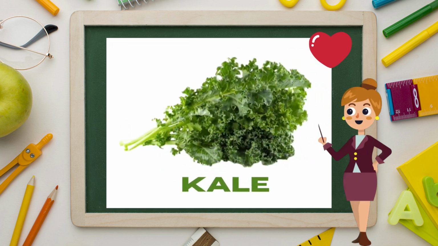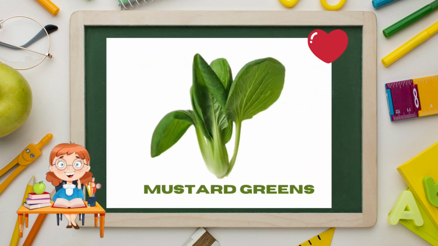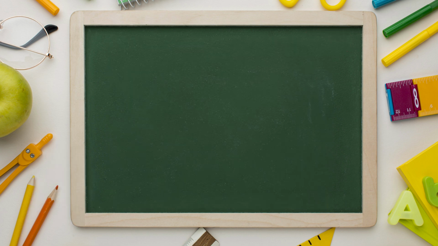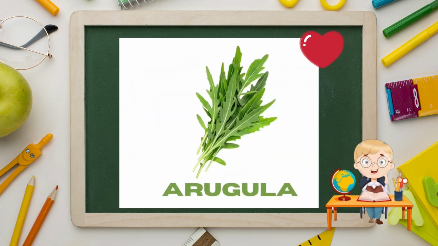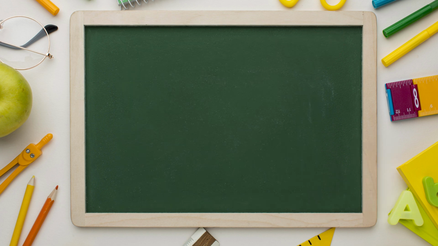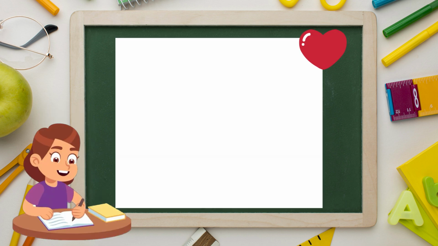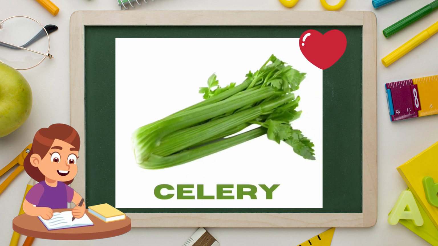Kale. This is kale. Mustard greens. These are mustard greens. Arugula. These are arugula leaves. Fenugreek. These are fenugreek leaves. Celery. This is celery.